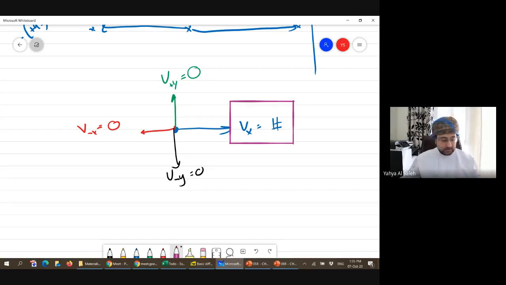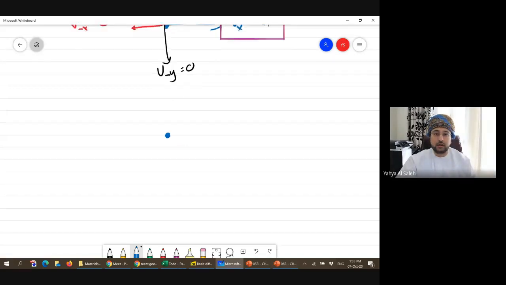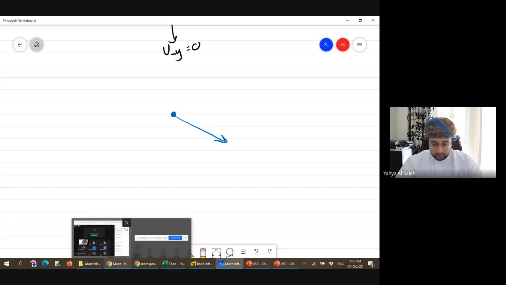Okay, now let's do another example. Say now the plane, instead of just being at cruising altitude, it's near an airport, and it's coming down. Okay, landing. It means that the direction of the plane will be something like this, right? Are you here?